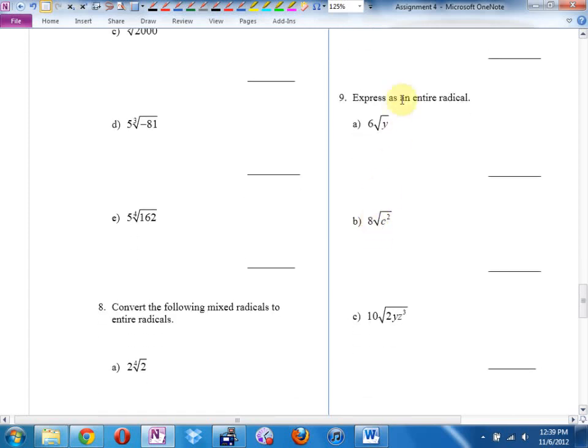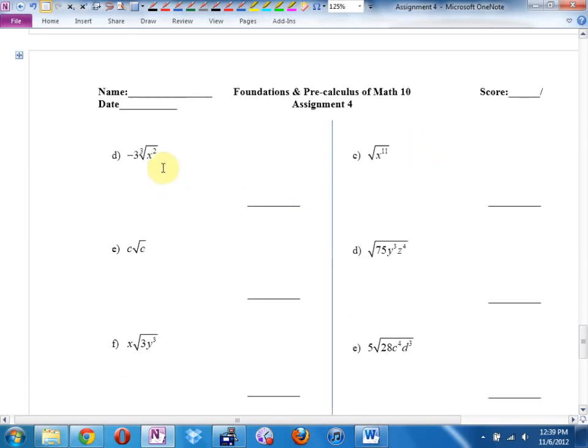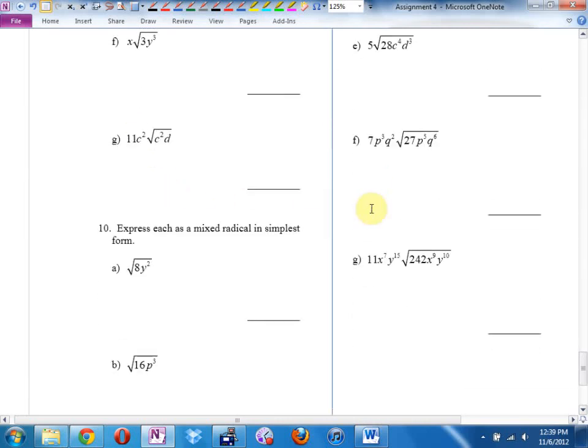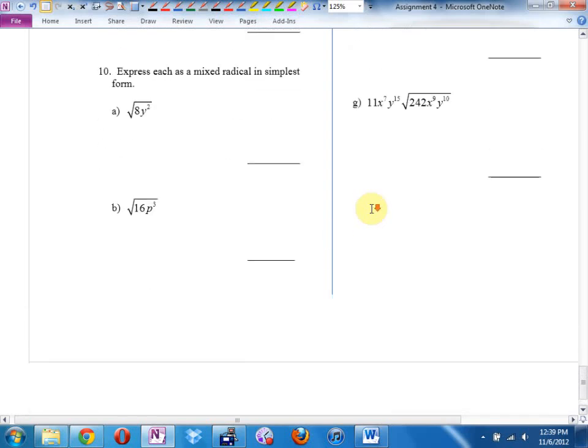Number 9, going backwards, expressed as an entire radical. Means we want you to write it no longer as 6 root y, but as 1 big square root. Or 1 big cube root. And these are pretty messy. Okay? I have answer keys for this done. I'll have a couple of those floating around.